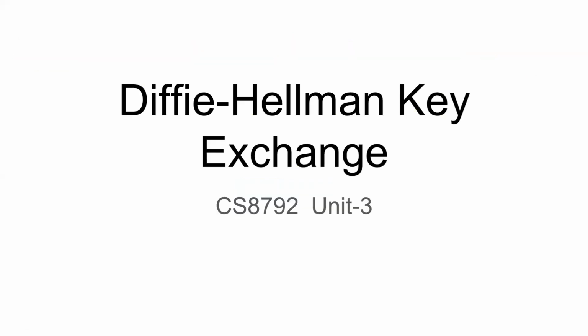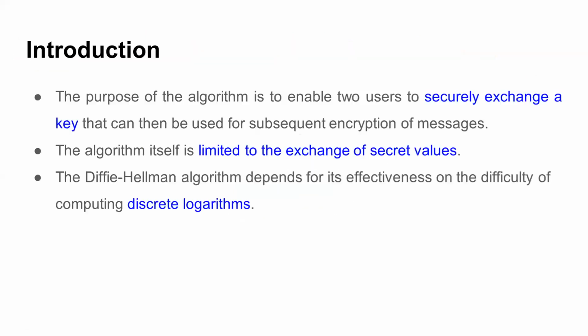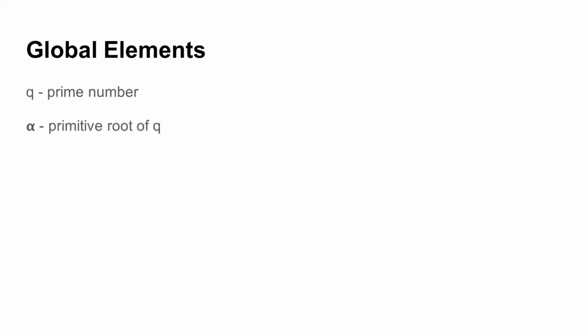Now I'm going to see Unit 3, Diffie Hellman Key Exchange. So what is the introduction is, the purpose of the algorithm is to enable two users to securely exchange the key that can be used for the subsequent encryption of message. The algorithm itself is limited to the exchange of secret values. The Diffie-Hellman algorithm depends for the effectiveness on the difficulty of computing discrete logarithms.